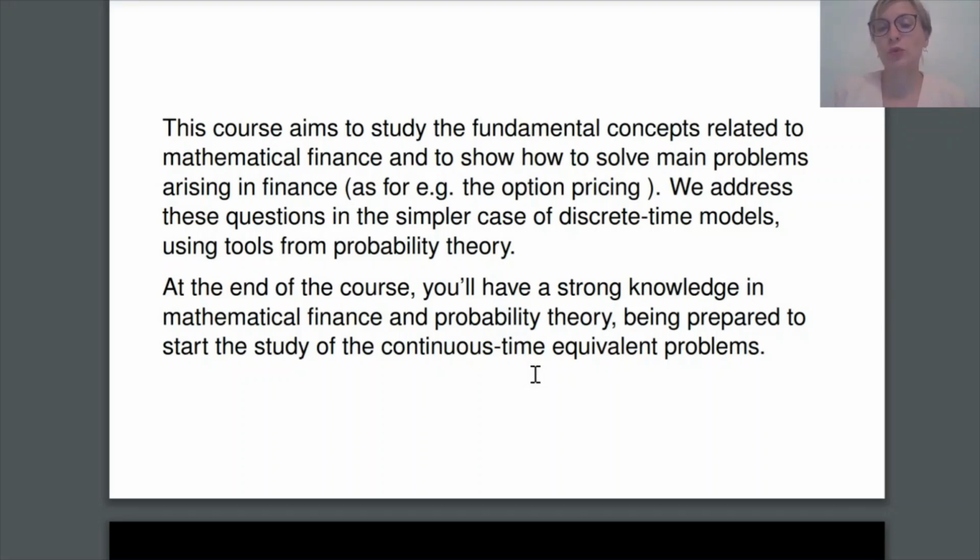And then for those who are interested to know more, you are very encouraged to take during the second term mathematical finance in continuous time, where you study actually the same financial problems but in continuous time and using more, let's say, complicated mathematical tools. Okay, so again, the purpose to start with the discrete time is in order to simplify the mathematical treatment, in order to be able to concentrate a bit more on the financial concepts and on the way in which we have to solve different questions arising in finance.